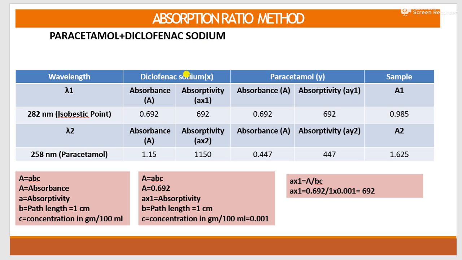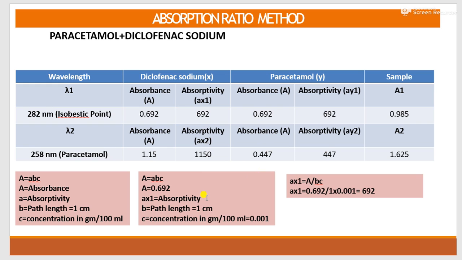So here our X is diclofenac sodium and paracetamol is Y. Wavelength lambda 1 is the isosbestic point. Here 282 nanometer is the isosbestic point or isoabsorptive point. Lambda 2 we have taken as the lambda max of paracetamol. So 258 nanometer is lambda 2. So the diclofenac sodium 10 ppm solution is measured at both lambda 1 and lambda 2 to get these absorbances, and absorptivity is calculated. Again the paracetamol 10 ppm solution is measured at both wavelengths to get the absorptivity.